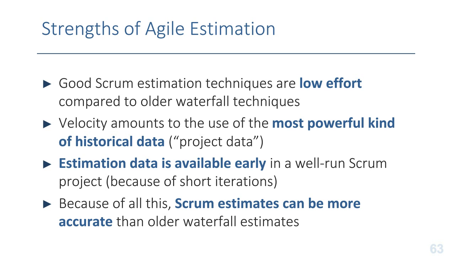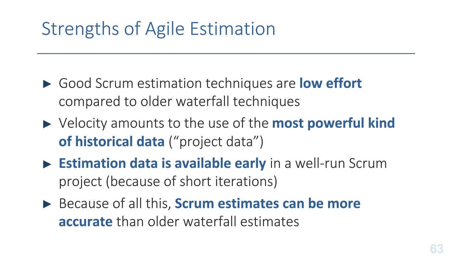Furthermore, that velocity data is actually, from an estimation point of view, the most powerful kind of historical data that exists for estimation. In general terms, it would be referred to as project data, but it's historical data from this particular group of people working on this particular assignment at this particular point in time, and that ends up being the best possible way to calibrate an estimate, and that is what velocity really is.